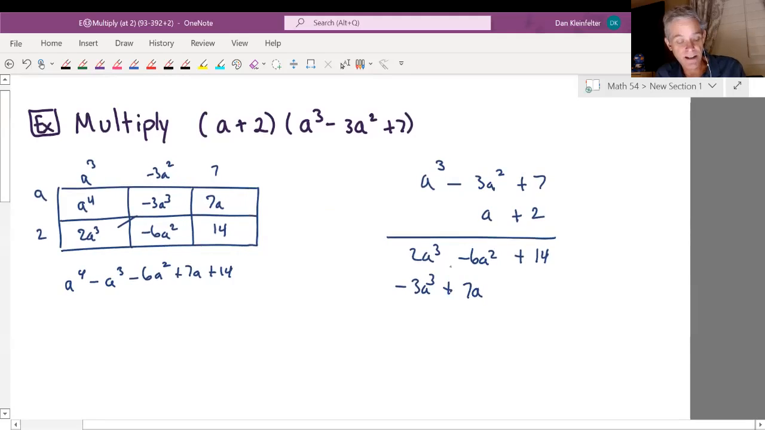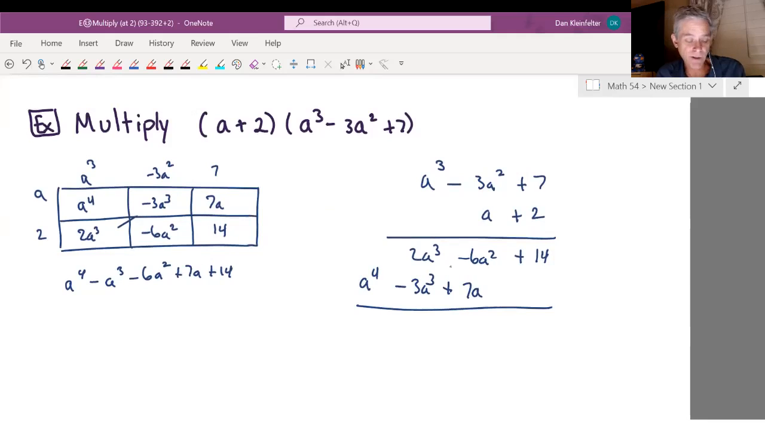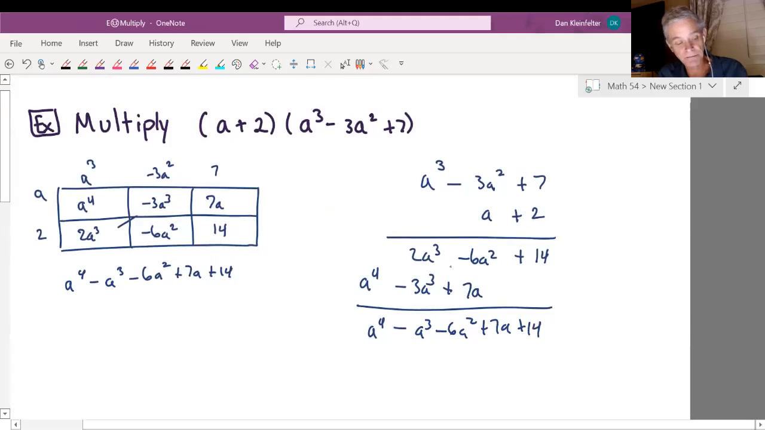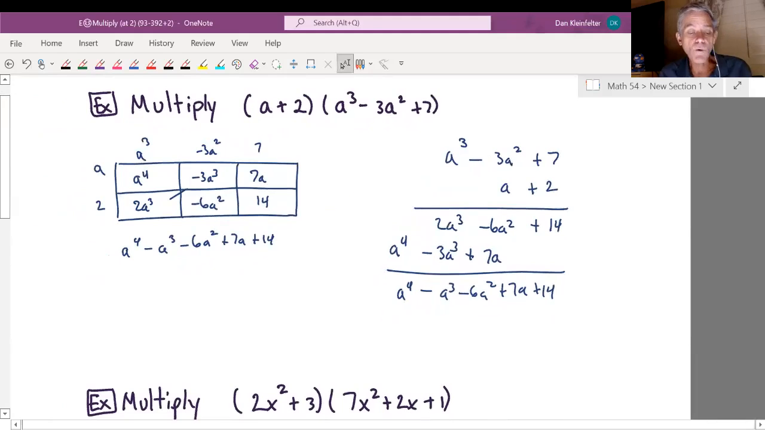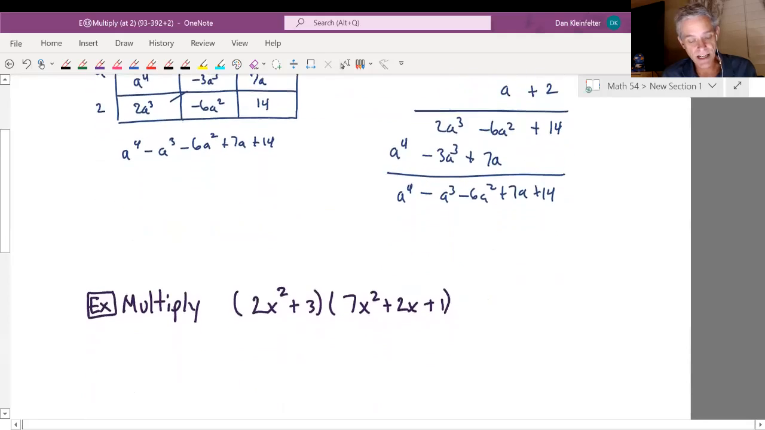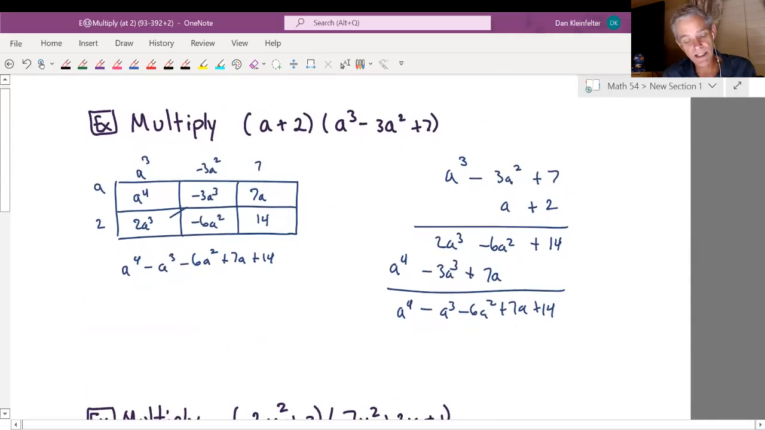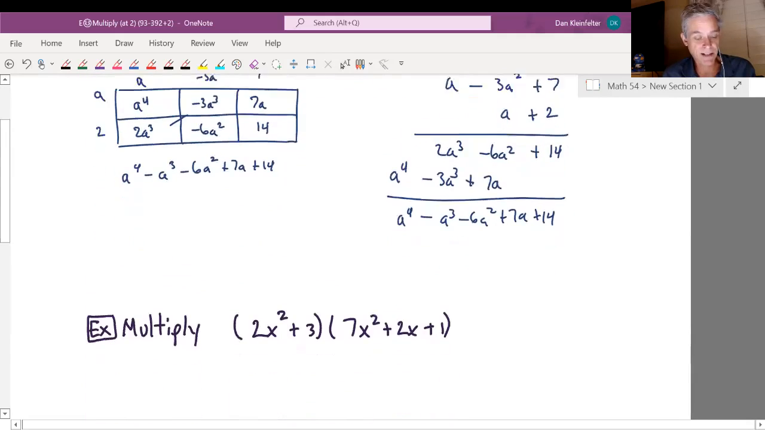And then a times a cubed is a to the 4th power. Okay, once again, adding vertically, we'll have a to the 4th power minus a cubed minus 6a squared, 7a, 15. Of course, we have to get the same answer, right? Which method is better? It's totally up to you and which one you like better. Either one works. Neither of these looks especially like it's less writing. I guess the box method may be a little bit less writing.